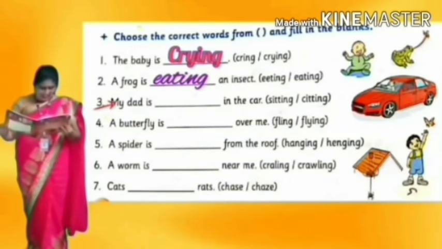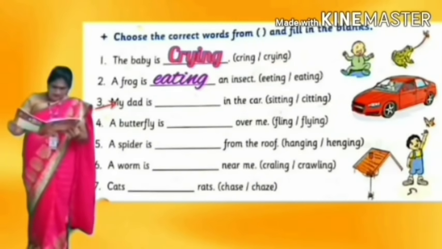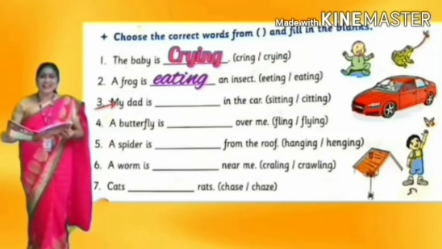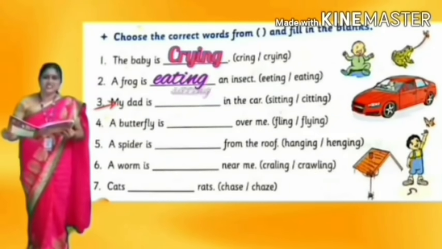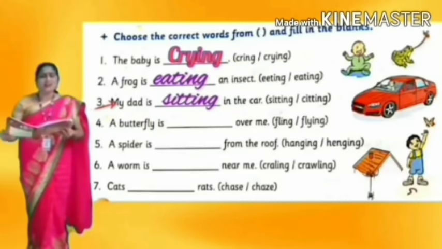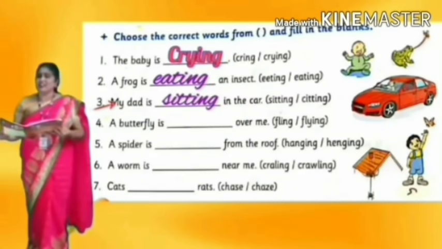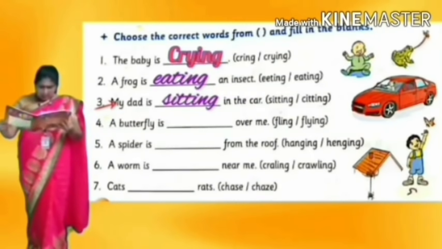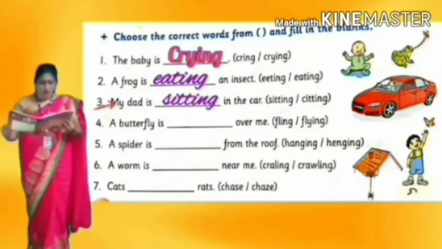My dad is dash in the car. Sitting in the car. S-I-T-T-I-N-G. Sitting. So you have to write sitting. S-I-T-T-I-N-G. C-I-T-T-I-N-G, it's a wrong one.